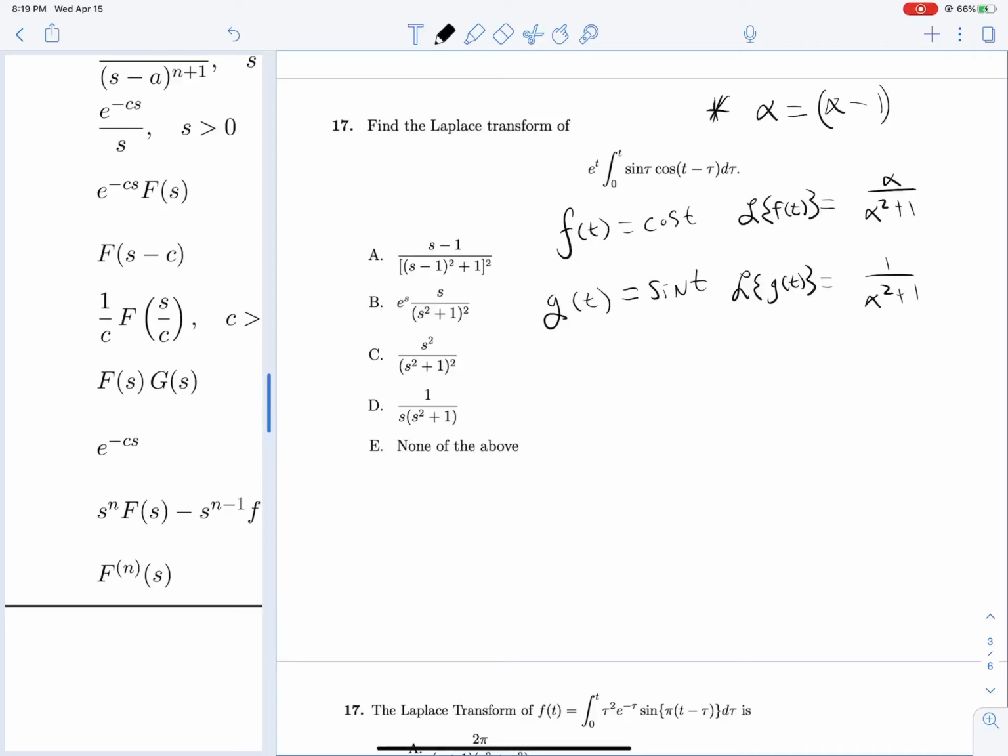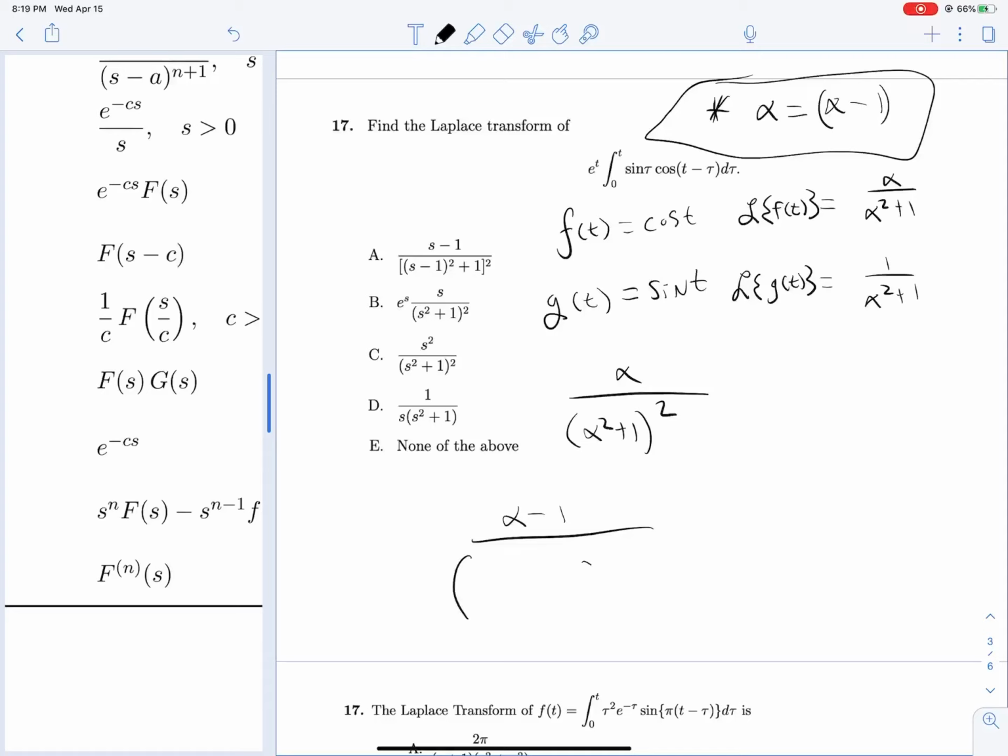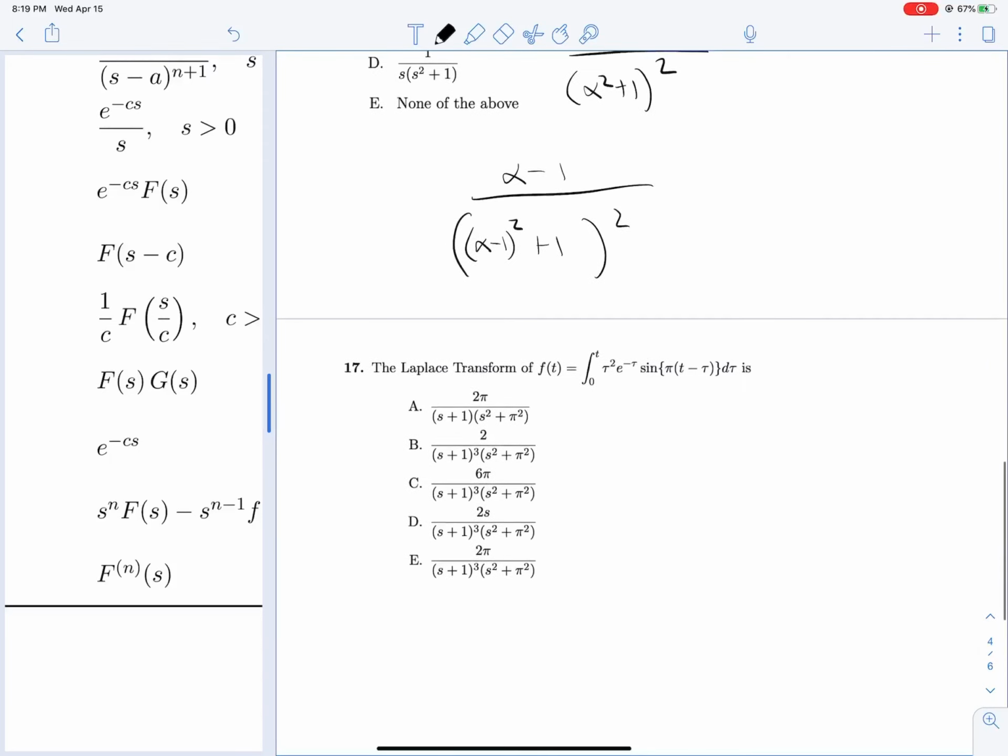So in all, taking the product of their two Laplace transforms, we get alpha over alpha squared plus 1 quantity squared. And all we're doing, at the end, we have our little asterisk up here. We have to replace all of our alphas with alpha minus 1s. So that's alpha minus 1 over alpha minus 1 squared plus 1. And what do you know? Our scouting the answer choices early paid off.